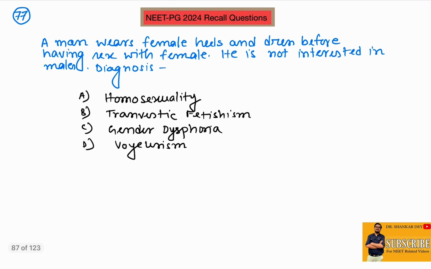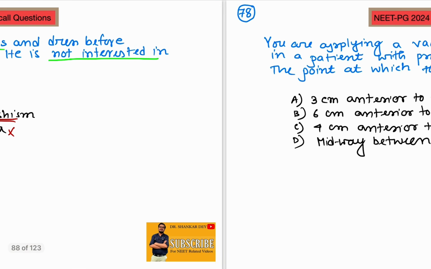So coming to question number 77, a man wears female heels and dress before having sex with a female but is not interested in males. So diagnosis, definitely it is not homosexuality. He is not interested in the same sex. So homosexuality, this is not. Transvestic fetishism, absolutely, this is wearing of opposite sex dresses and attire. So this is transvestic fetishism. This is not gender dysphoria or voyeurism.